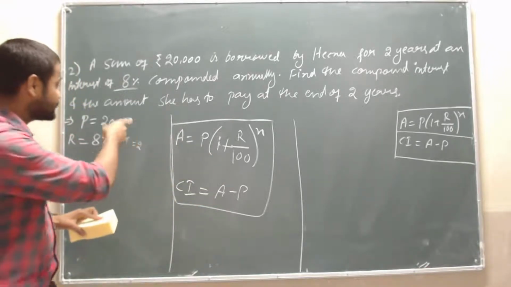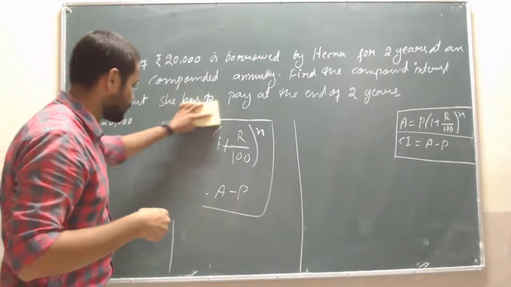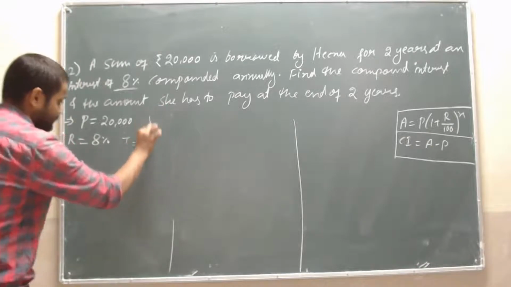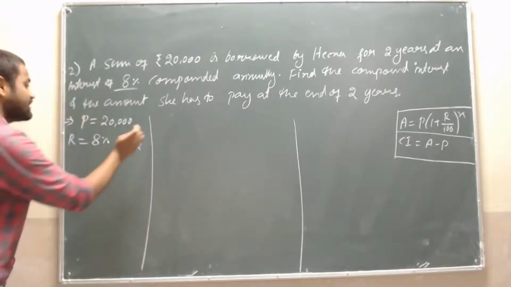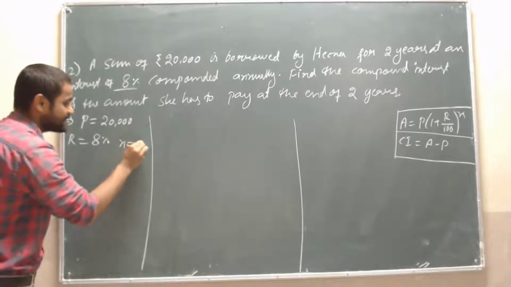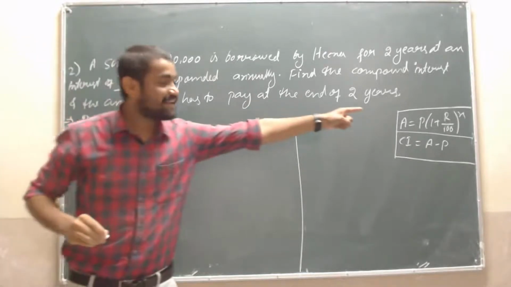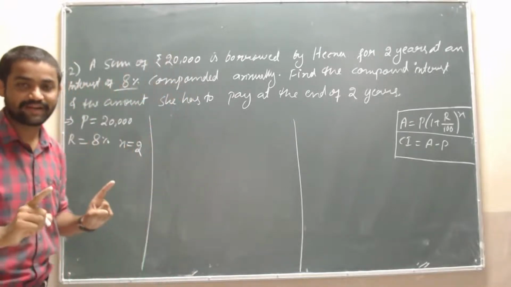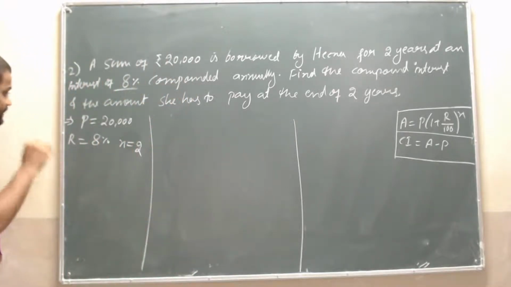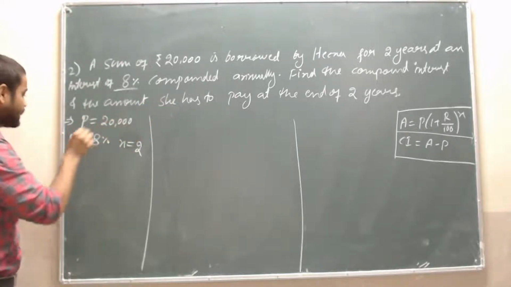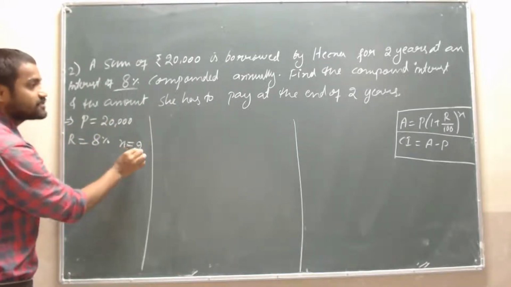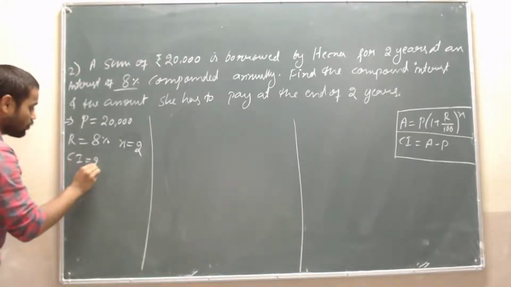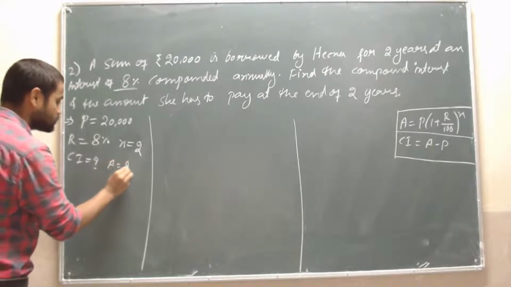Okay, let's solve this problem using these formulas. See here, what we have to take is N is equal to 2. Why? N is equal to the number of years or number of time periods. Is it clear? Then P is given, R is given and N is equal to 2 is given. Then what we have to find out? CI and, as usual, A.